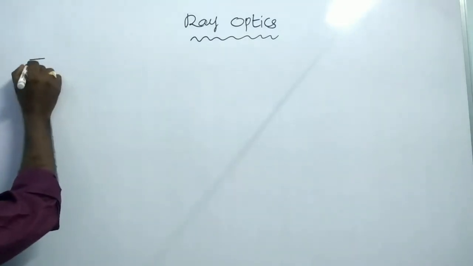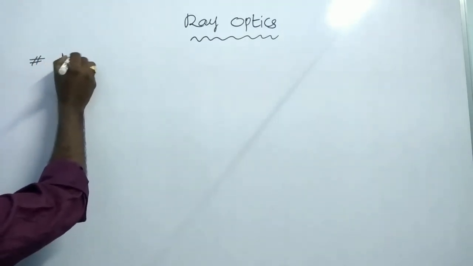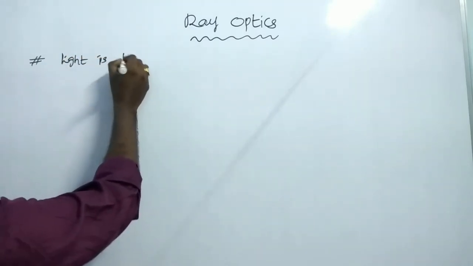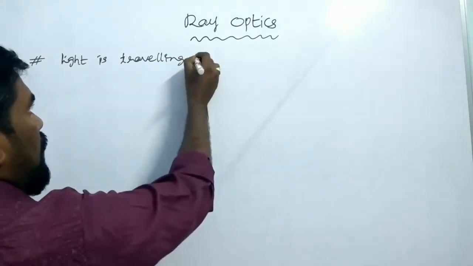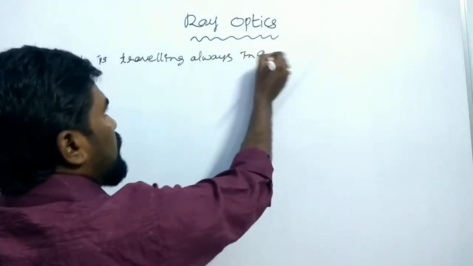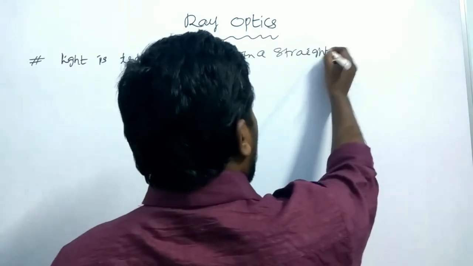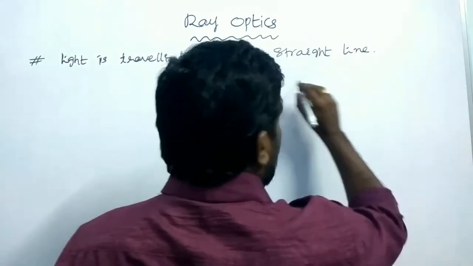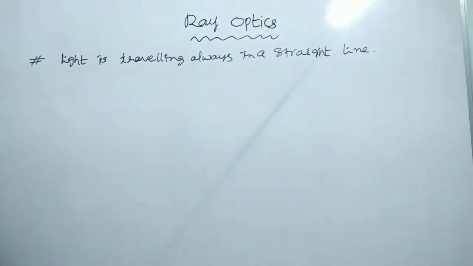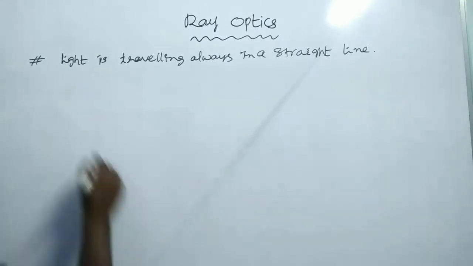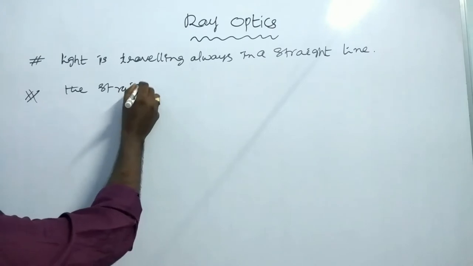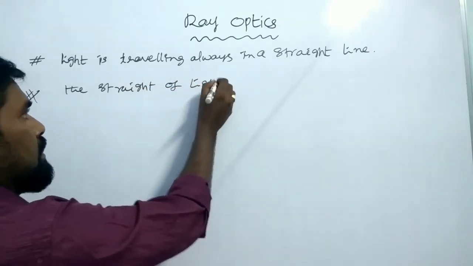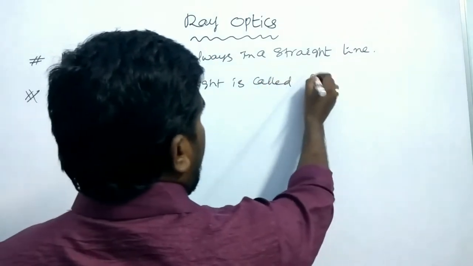About light: light always travels in a straight line. There are no bends, no curved path of light. Light must travel in a straight line. The straight line path of light is called a ray.